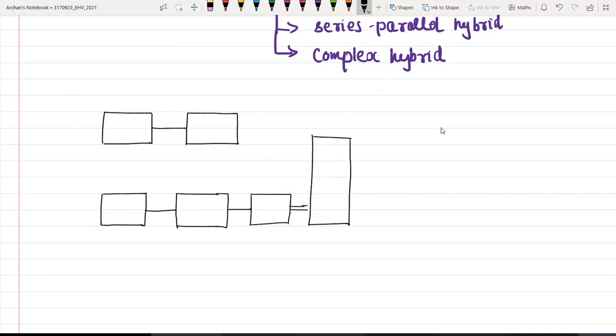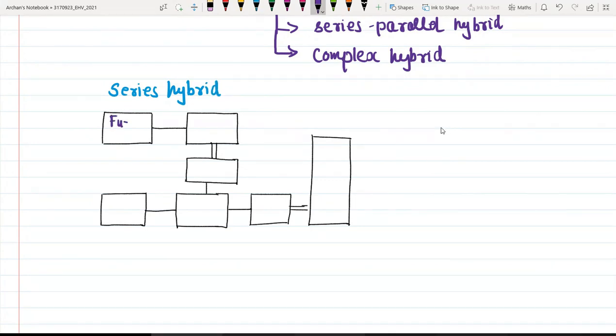Okay, it may be a single gear transmission or a multi-gear transmission, right? Now, in between this IC engine and power converter, we will be having one generator. Okay, so this is my typical block diagram of a series hybrid electric vehicle.